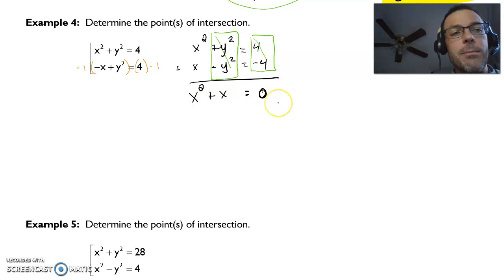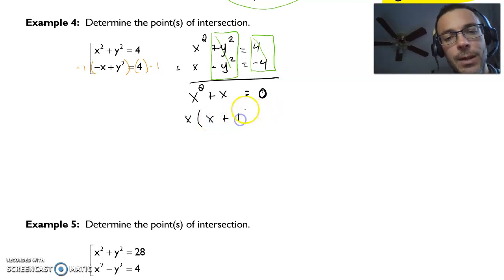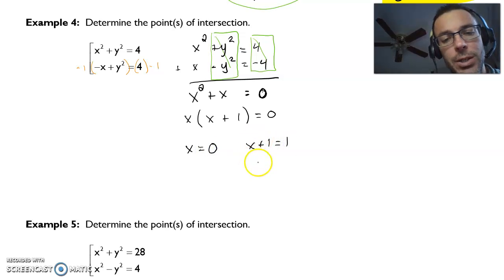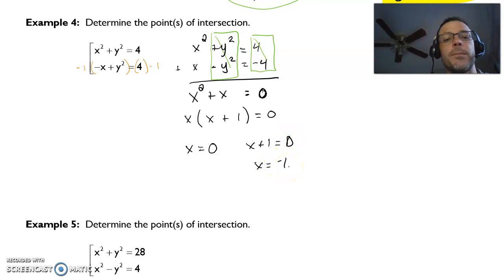I can solve that any method we know with quadratics. This one is set up pretty well to solve by factoring. If I factor out my common factor of x, that leaves me with an x plus 1, that equals 0. It was already equal to 0, so I was in good shape there. That gives me two possible values for x. X could equal 0, or x plus 1 could equal 0, meaning x is equal to -1.